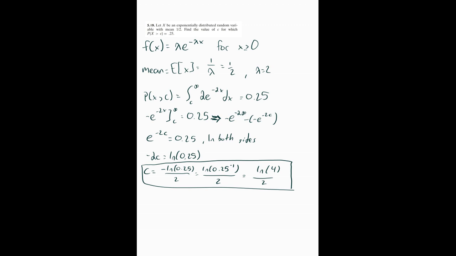And that simplifies to, the integral of that is negative e to the negative 2x, and that simplifies to negative e to the infinity plus e to the negative 2c, which is 0. The first part of that is 0, so it's just 0 plus e to the negative 2c is 0.25. If you ln both sides, that's negative 2c equals ln of 0.25. Divide both sides by negative 2, and you have negative ln of 0.25 over 2, or ln of 4 over 2.